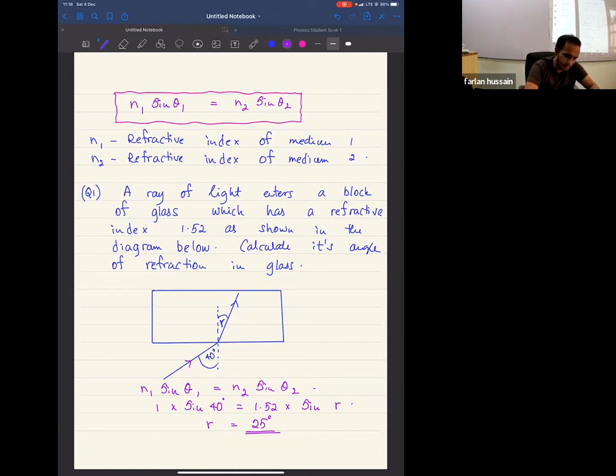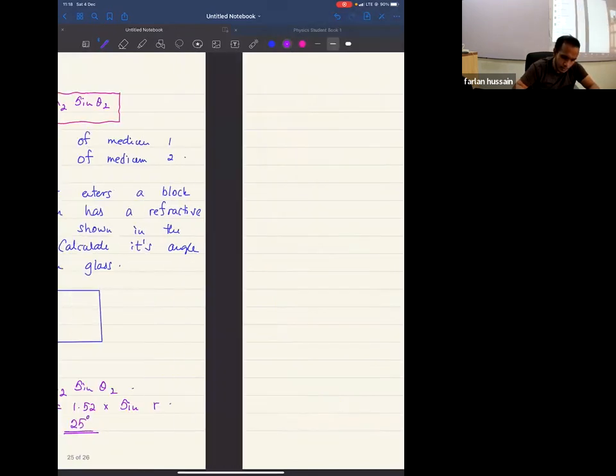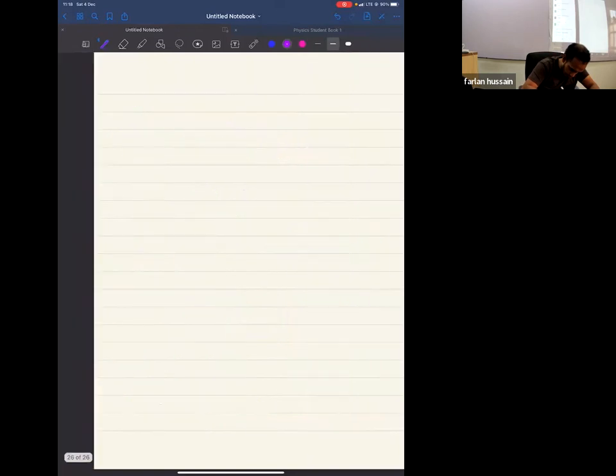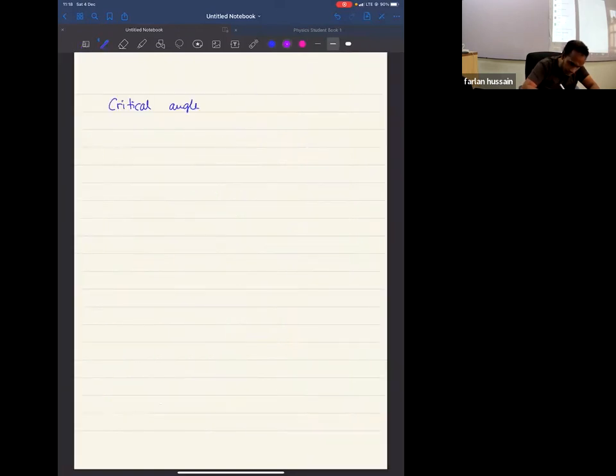Right. Let's write the next subtopic: critical angle. This is again something that you have done for your O levels. So guys, critical angle is now, let's see, we have a medium here. This is the denser medium, and let's say this is the less dense medium.